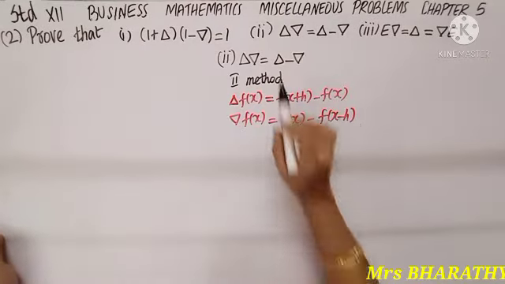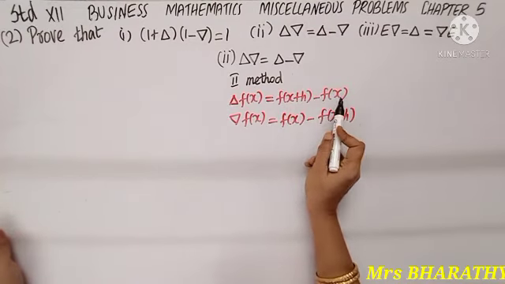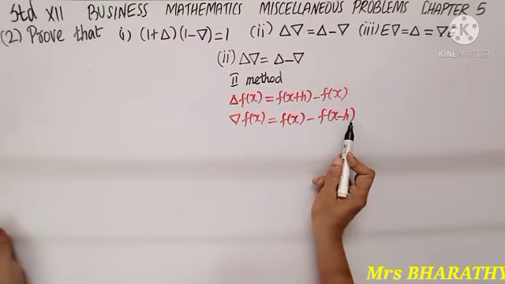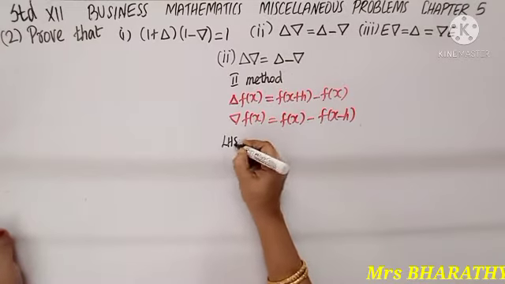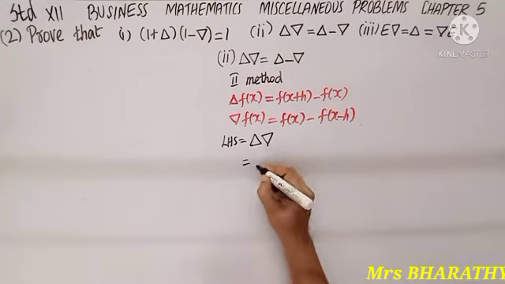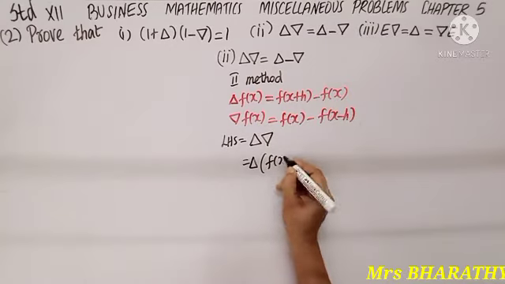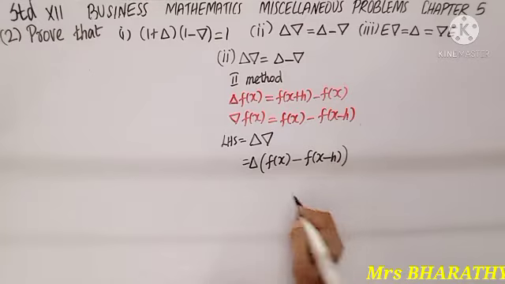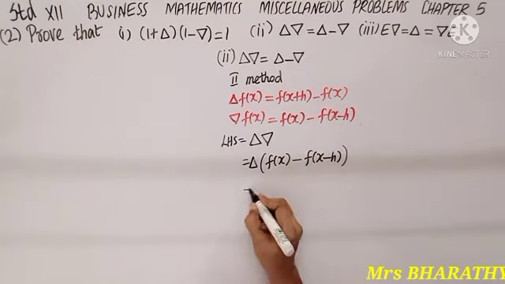Second method for the second subdivision, using f of x plus h minus f of x for delta and f of x minus f of x minus h for nabla. As we start with LHS, it is delta into nabla. Delta of, what is nabla from here? F of x minus f of x minus h.